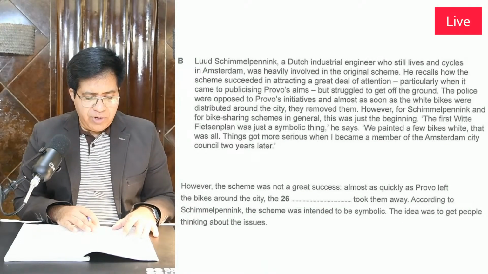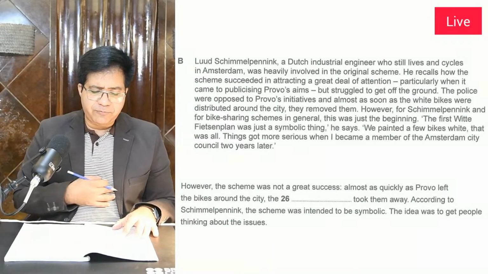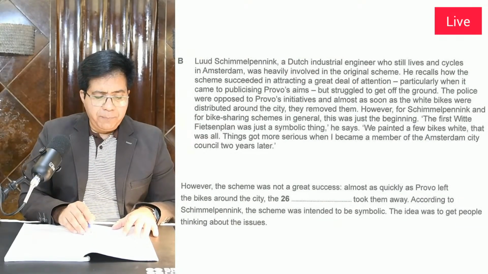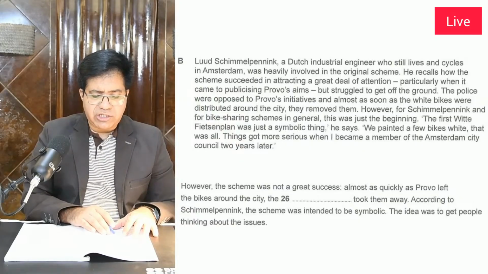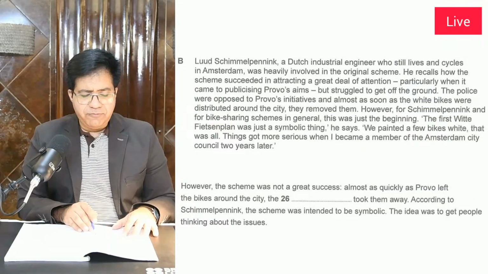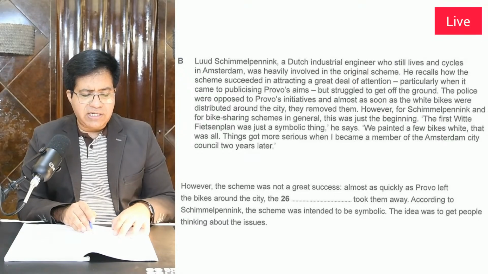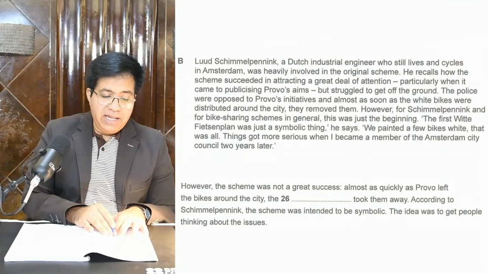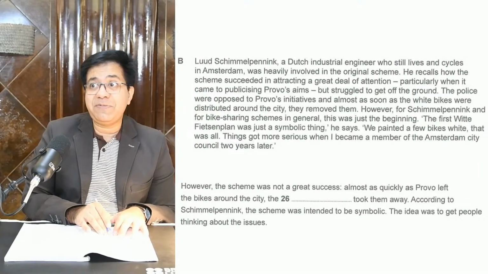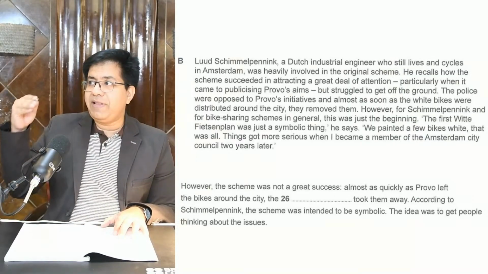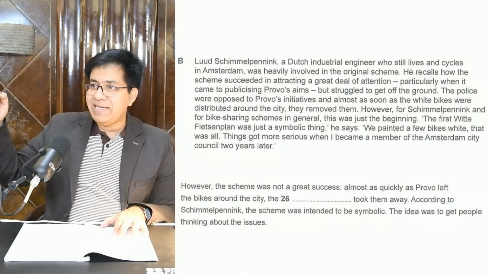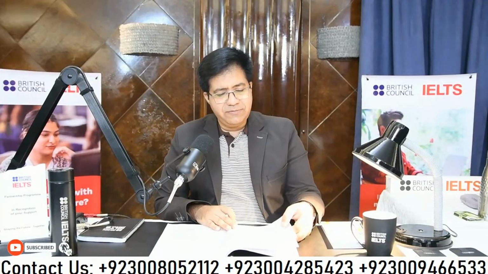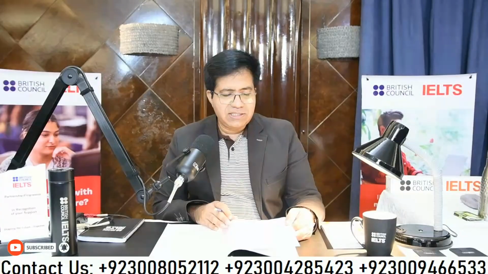Second paragraph, and I'm going to read it from the fourth line after the full stop. Can you see the police? Fourth line, paragraph B, after the full stop. The police were opposed to Provo initiatives, and almost as soon as the white bikes were distributed around the city, they removed them. What do they mean by "they"? Police. And "them"? Bikes. This is very important to know, okay? "They removed them" means police removed bikes. So what is the answer? Police, exactly. The correct answer for question number 26 is police.